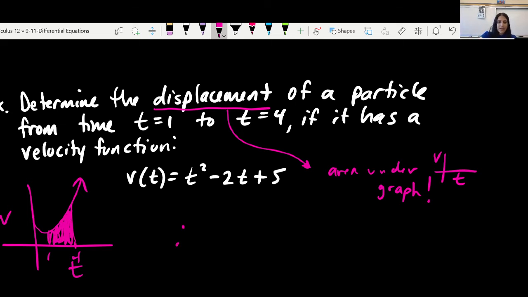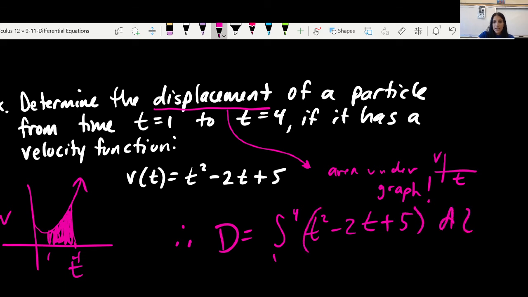Okay, so then therefore, the displacement would be from 1 to 4, so it's the colored in shaded part on the graph there, of t squared minus 2t plus 5 dt. And the rest of this is just us working our way through this.